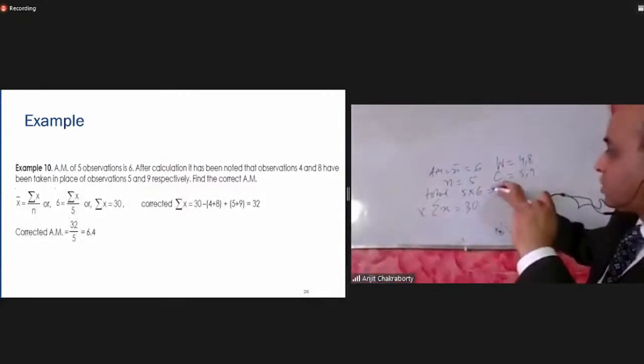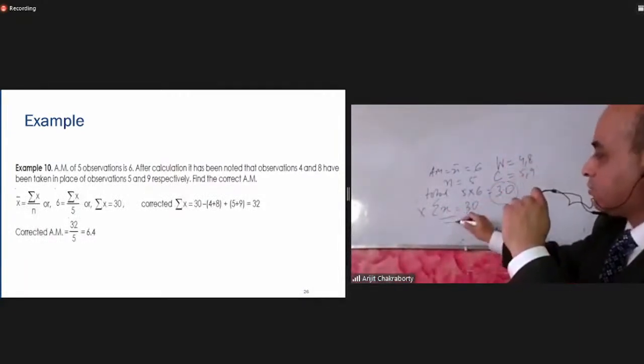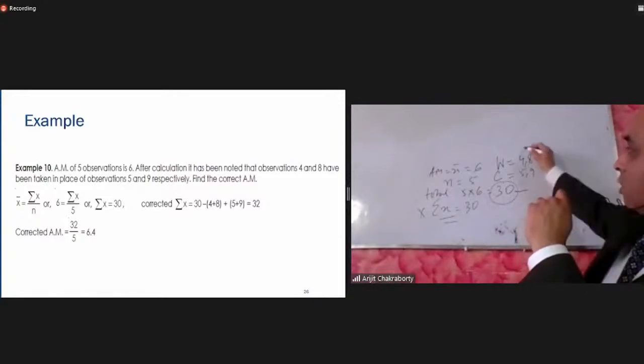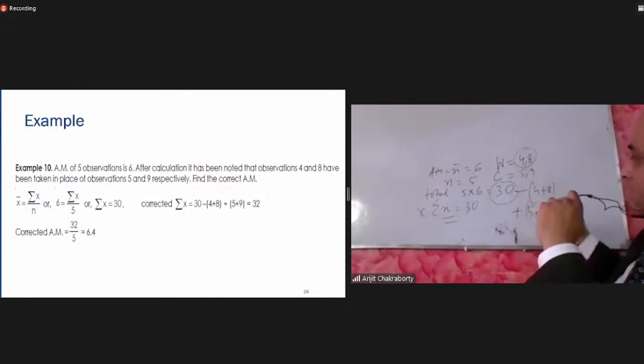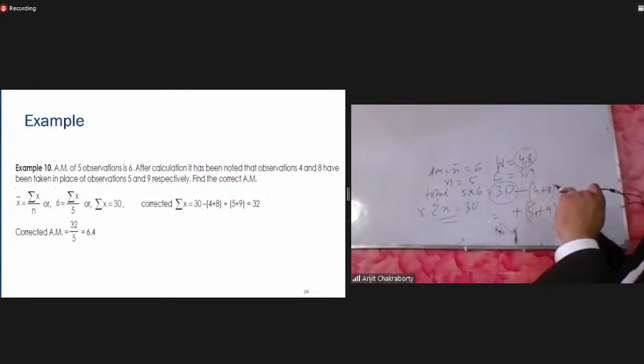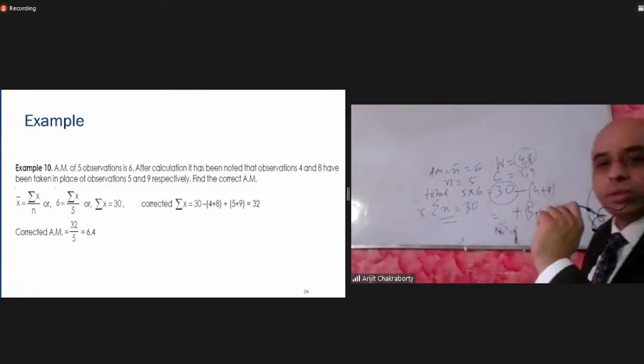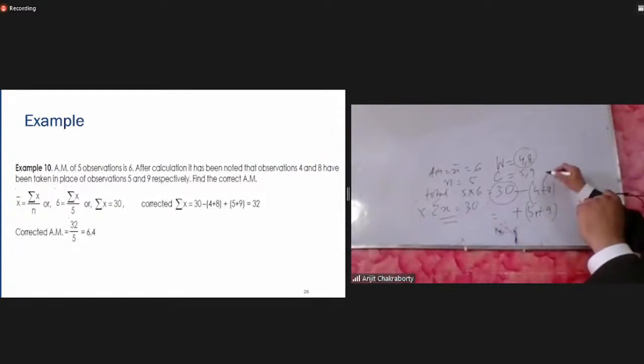So here, this 30 is the total, sigma x. From here, I will deduct the wrong observations, 4 plus 8, and I will add the right observations, that is 5 plus 9. So I am getting the adjustment 30 minus 4 minus 8 plus 5 plus 9. The adjusted total comes to 30 minus 12, that is 18. 18 plus 14, that is 32. So 32 is the corrected total.